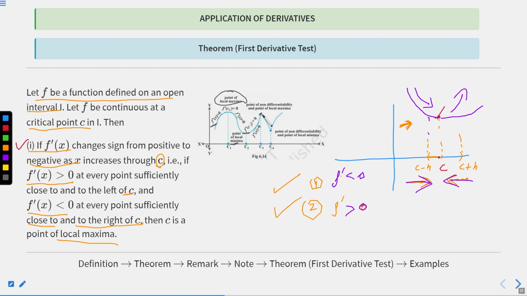At this point the function is not differentiable, but as you can see, on the left side the graph is increasing, and on the right side the graph is decreasing. Same at C4: the function is not differentiable at this point, but on the left hand side the graph is decreasing, and on the right hand side the graph is increasing. Okay, that's why it is minimum. I hope it is very clear to you.